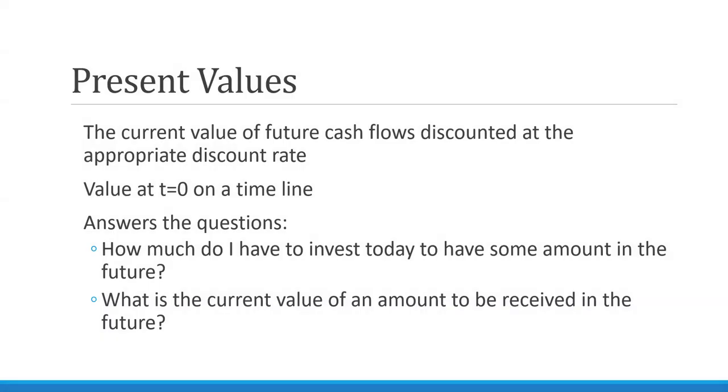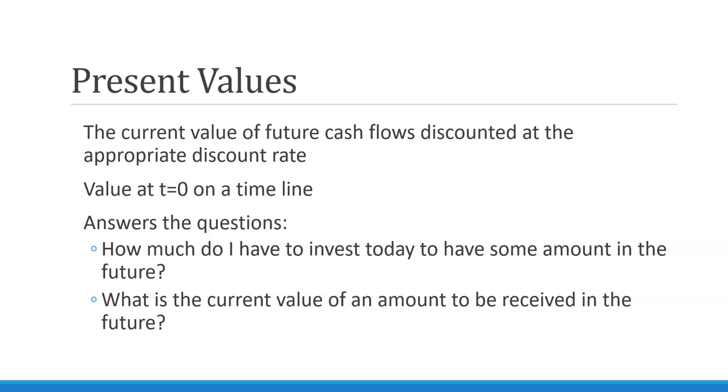Next, we're going to talk about present values. This is the current value of future cash flows discounted at our appropriate discount rate or interest rate. Remember, discount rate and interest rate are the same exact thing. So the value at T is 0 on a timeline. How much do I have to invest today to have some amount in the future? Or what is the current value of an amount to be received in the future?